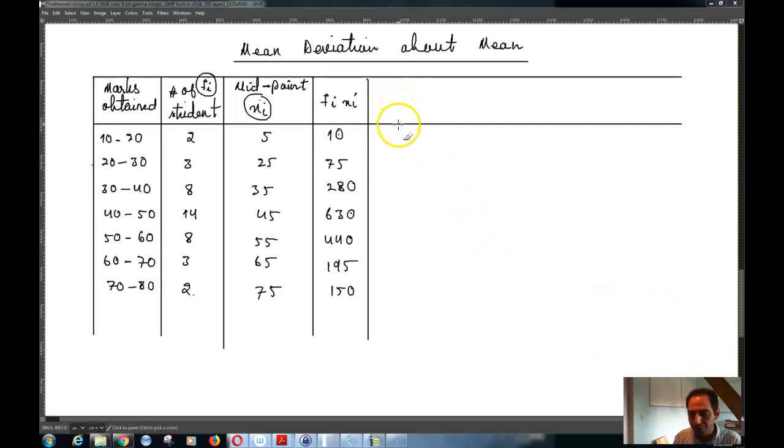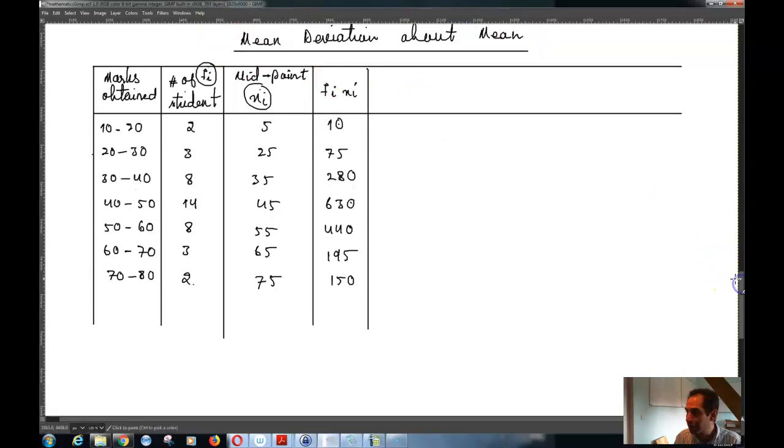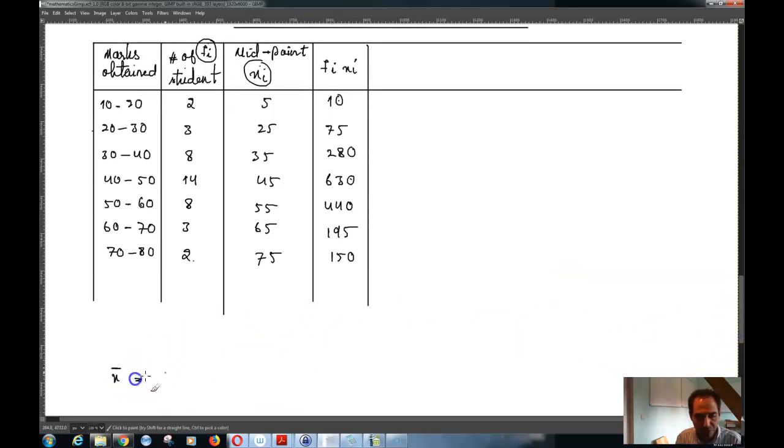The next thing that we have, of course I'm calculating all of this because I'm calculating the mean deviation about the mean, meaning that first I need to calculate the mean, which is basically x bar. We said that it's equal to 1 over n times sigma of x of I times f of I, divided by n, as I goes from 1 to n. So here I need the sigma x of I f of I. So I need to calculate this.